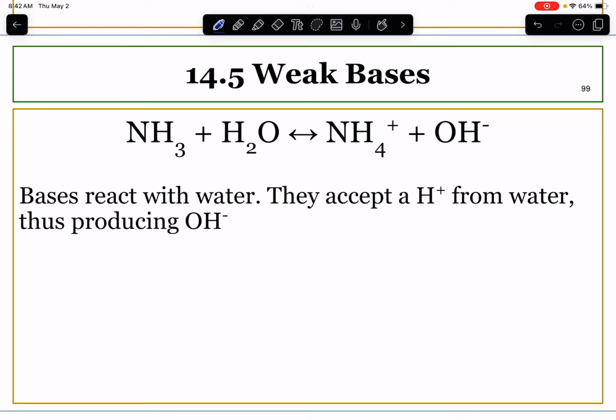This is 14.5, where we talk about weak bases. If you haven't already watched 14.4, weak acids, you might want to do that for more context.